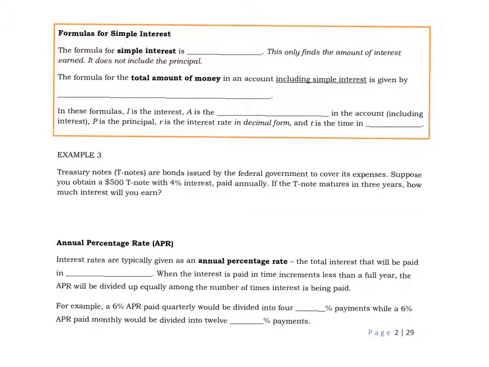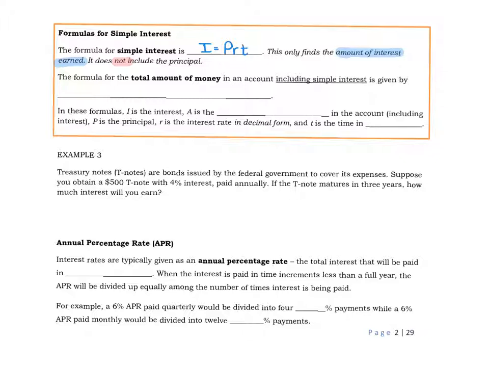When it comes to calculating simple interest, the formula is I equals capital P times R times T. Now, please do notice this finds the amount of interest earned. It does not include the principal. This is not the total amount of money in the account.